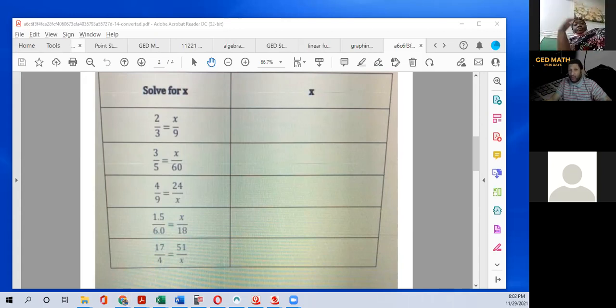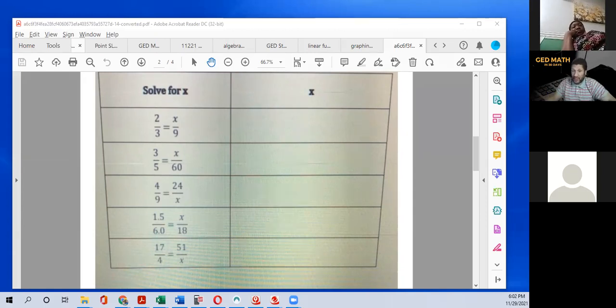Now, I'm going to show you 3 different ways to solve a proportion, the 3 ways that I think are important. First is equivalent fractions. The next is finding a unit rate. And the third way is cross multiplying. So it's 3 different ways.